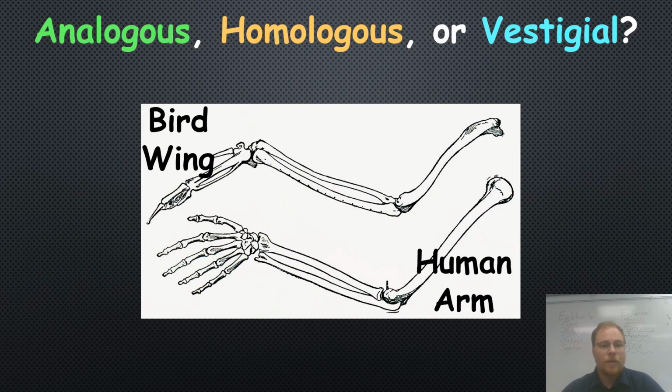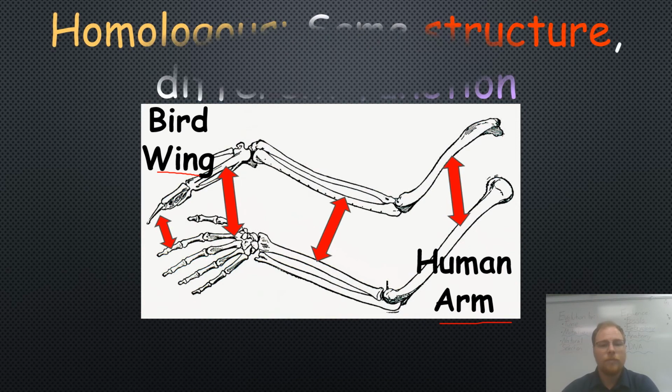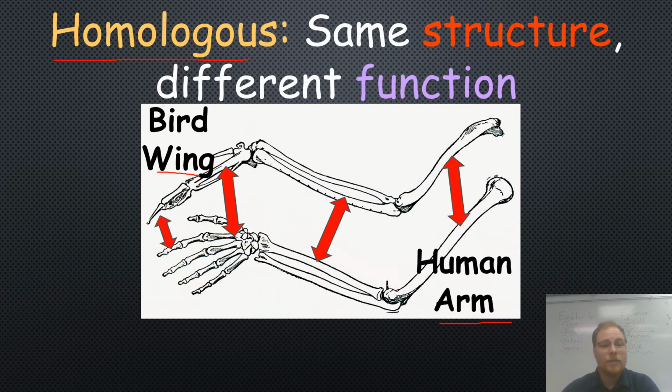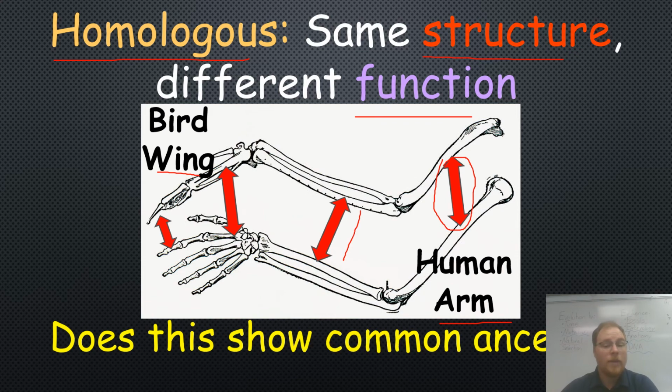So, between the bird wing and a human arm, are these analogous, homologous, or vestigial? They're going to be homologous because they have the same structure, but just a different function. You have all these different similarities pointed out by the arrows in these bone structures between birds and humans. Now the next question is, do they show common ancestry? Because they are homologous and they have the same structure, yes, they do.